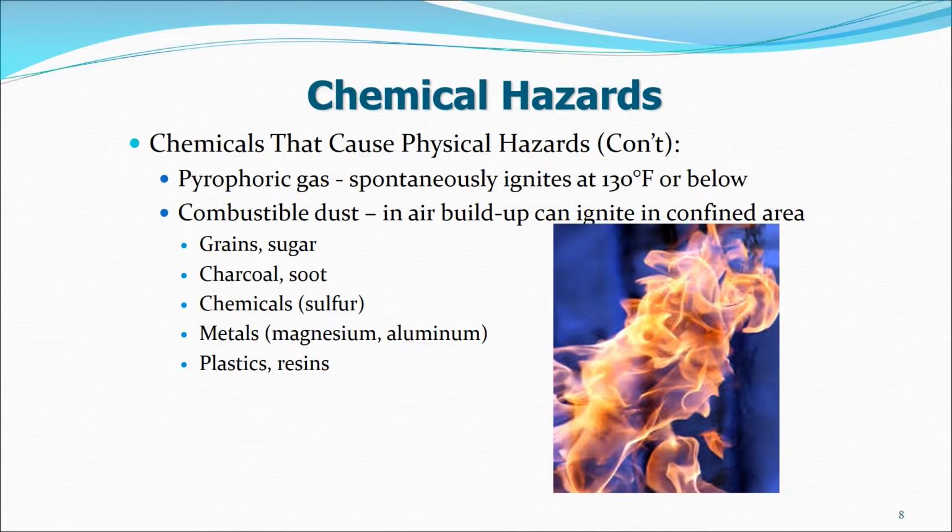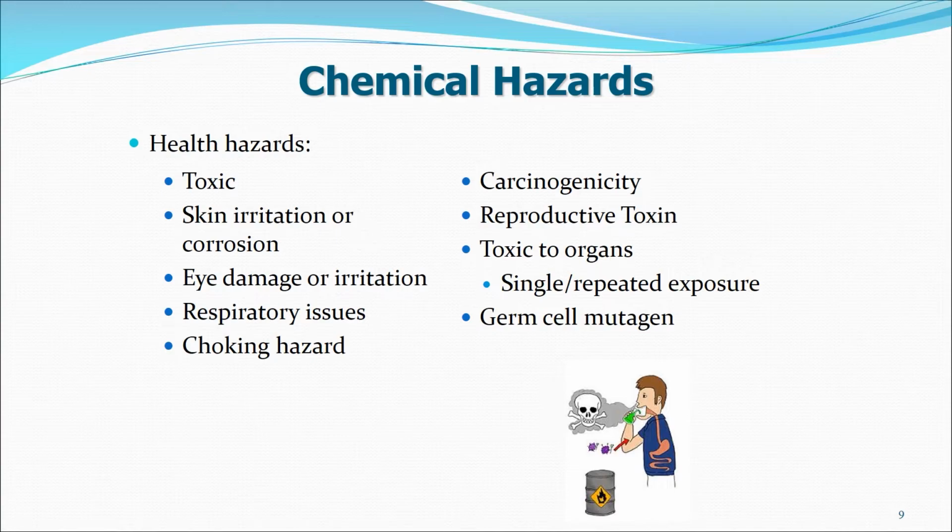Substances that can create combustible dust when they are processed could include grains, sugar, and other types of food and agricultural products, charcoal, soot, and similar materials, chemicals such as sulfur, metals such as magnesium or aluminum, or plastic and resins. A chemical is a health hazard if it can cause an illness or other health problem.